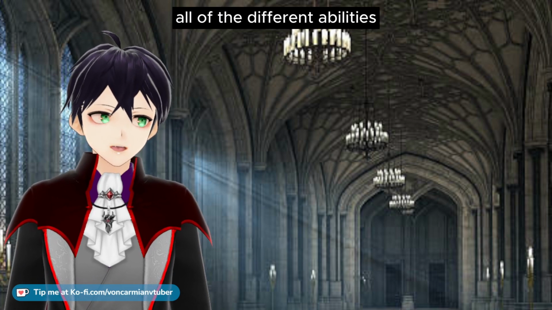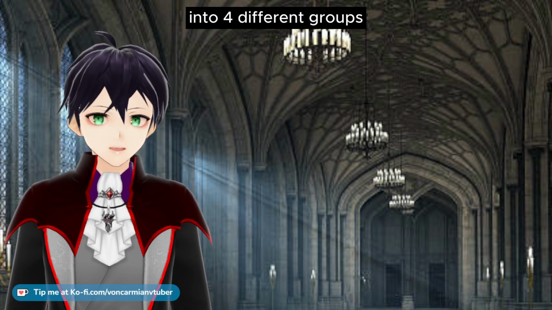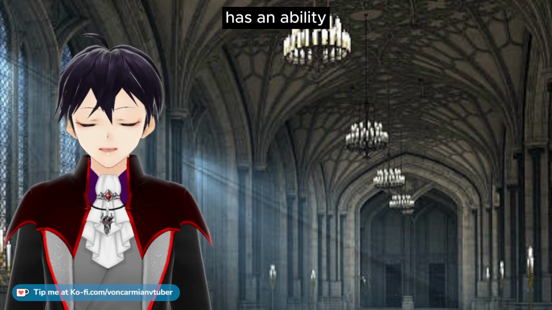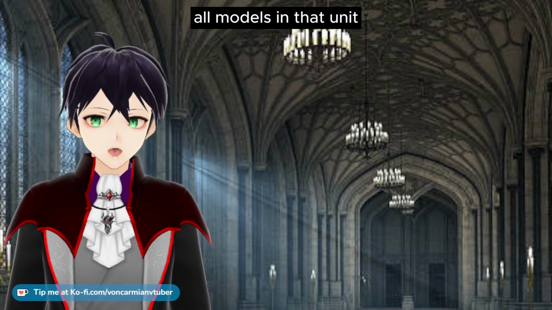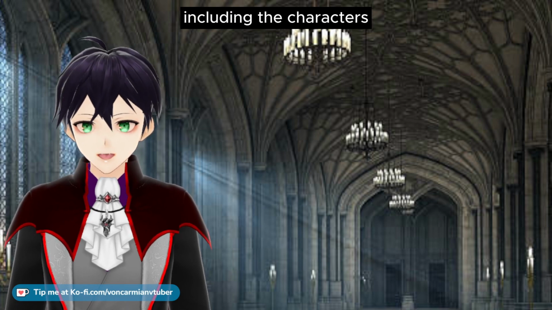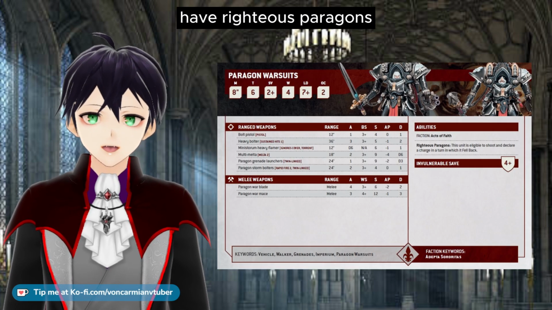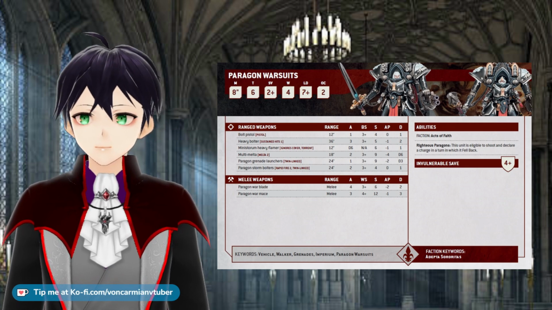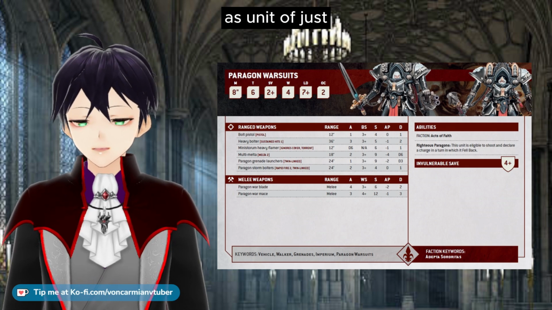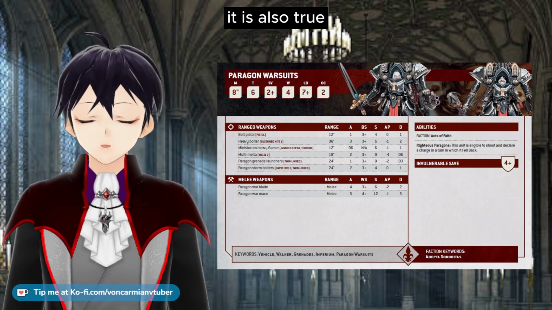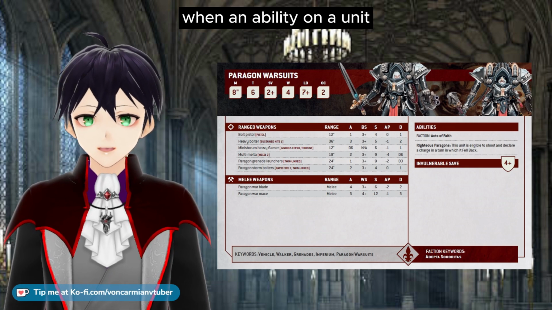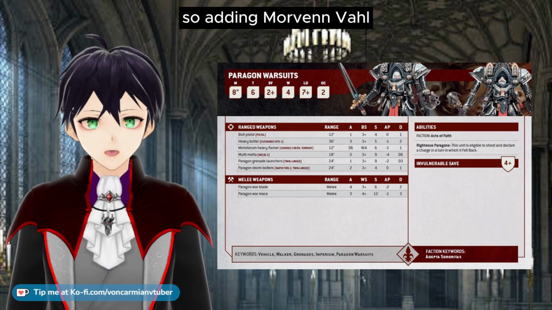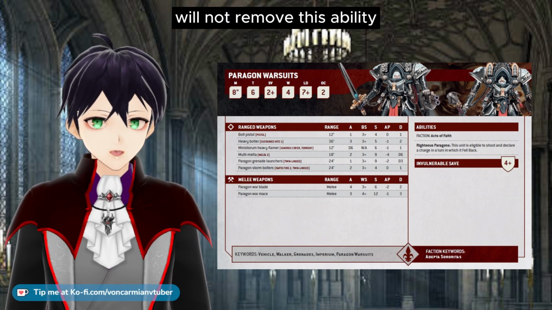I've classified all of the different abilities that we have into 4 different groups. The first one is a unit ability. So if a unit has an ability, that applies to all models in that unit, including the characters. So the Paragon Warsuits have Righteous Paragons. They are eligible to shoot and declare a charge in the turn when they fell back. That is true if they're by themselves as a unit of just Paragon Warsuits. It is also true if they're joined by Morwen Val. When an ability on a unit refers to this unit, it includes all the models. So adding Morwen Val to Paragon Warsuits will not remove this ability.